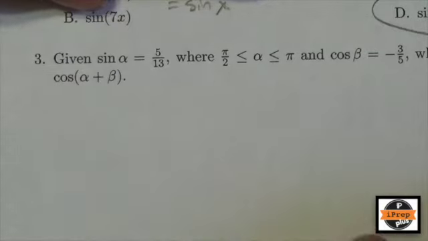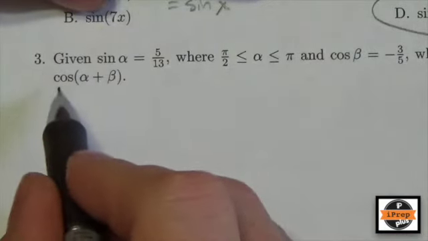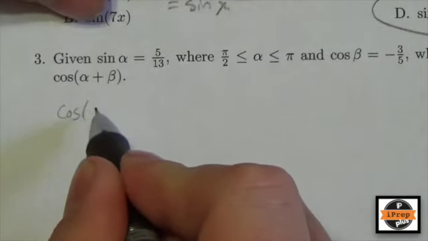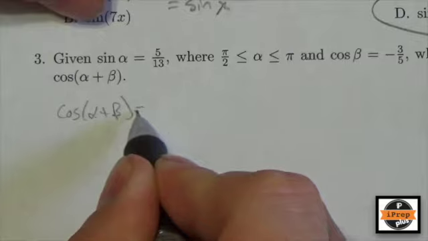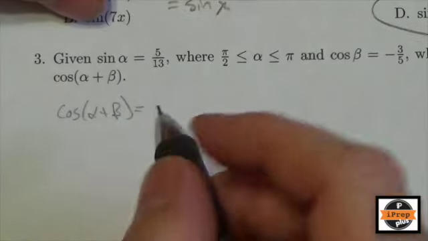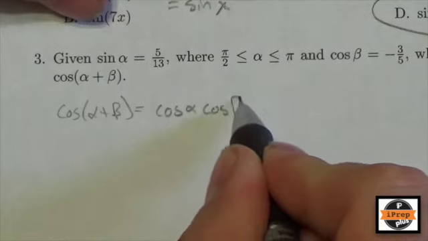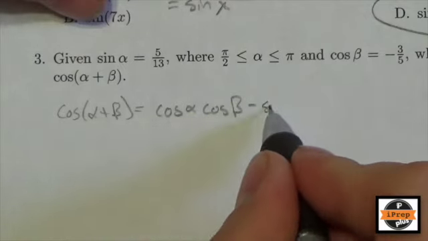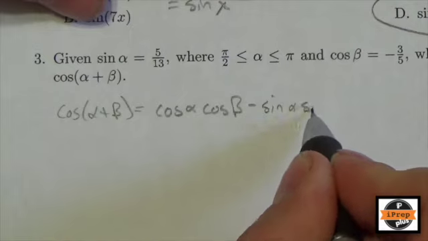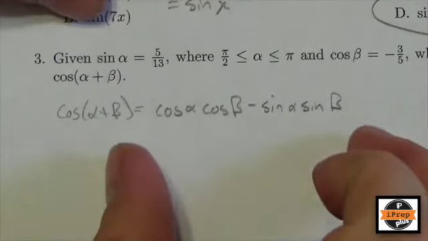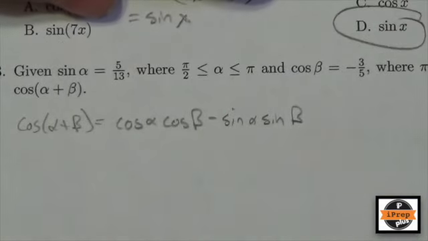Now, what this question is ultimately asking for is the exact value of the cosine of alpha plus beta. Now let's just talk about that. The cosine of alpha plus beta, this is a sum identity for cosine. This will be equivalent to the cosine of alpha multiplied by the cosine of beta minus the sine of alpha times the sine of beta. Okay, this is the information I need. So let's take a look at the pieces that I'm given.